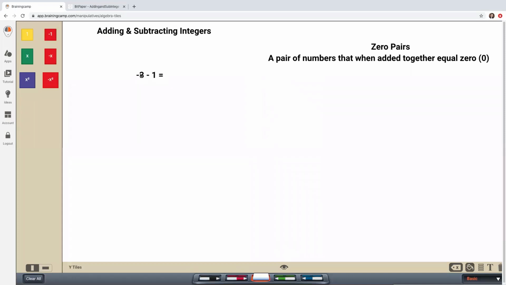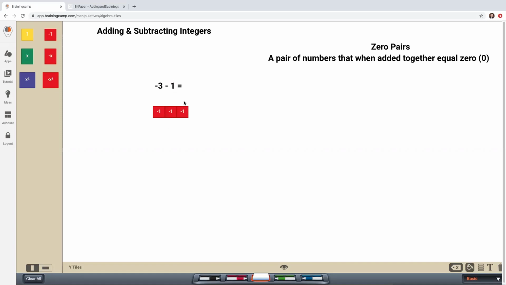Okay, so first what I'm going to do is build -3 and use these red algebra tiles. They represent negative numbers. So 1, 2, 3. Now, as you can see, if I want to subtract 1, if I'm subtracting a +1, I don't have any +1s here to take away from -3. So I need to build a +1.